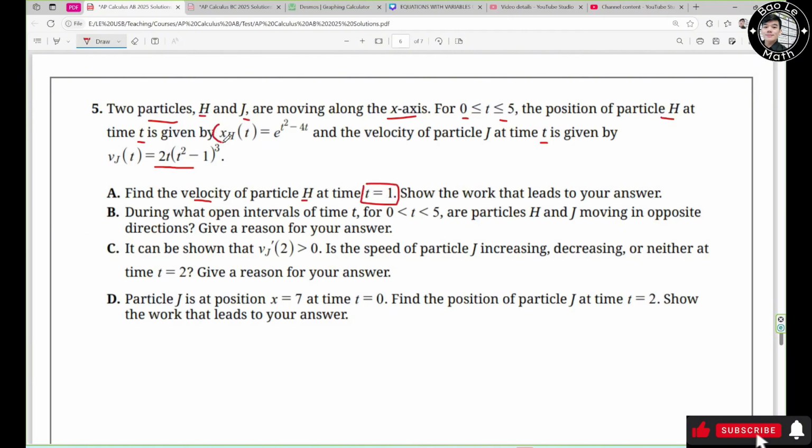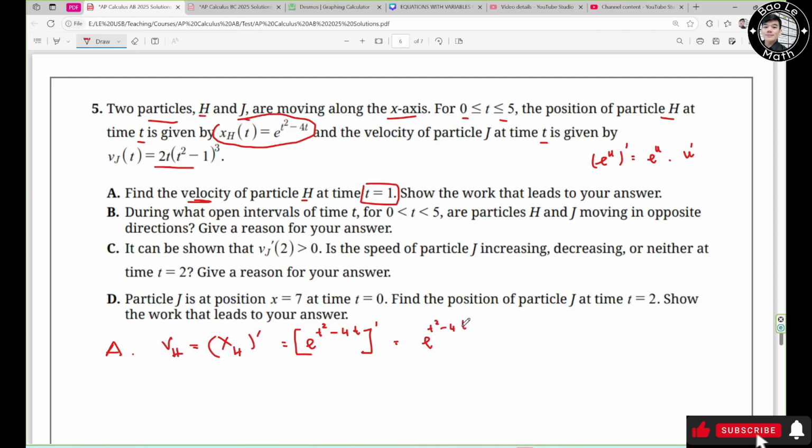Alright, so particle h is right here. This one is the position function, right? So in order to find the velocity, you need to take the derivative, right? So question A, vh equals the derivative of h, right? So it's going to be the derivative of e to the t squared minus 4t, right? So you need to use the formula for the derivative of e to the u. It's going to be e to the u times u prime. So it's going to be e to the t squared minus 4t times the derivative of t squared minus 4t, right? And then it's going to be 2t minus 4 times e to the t squared minus 4t, right?